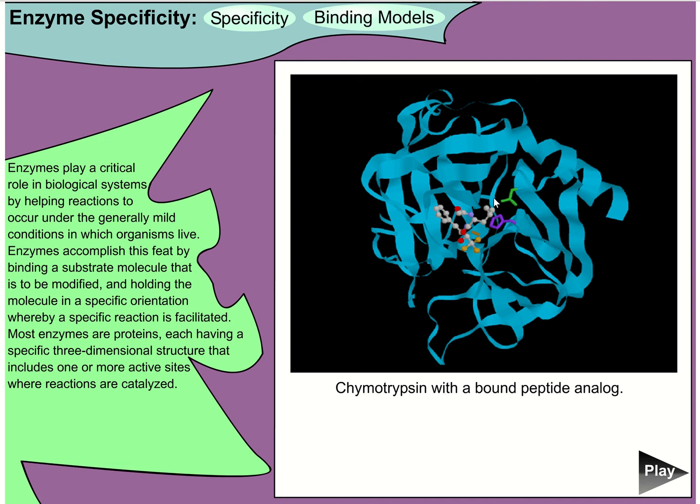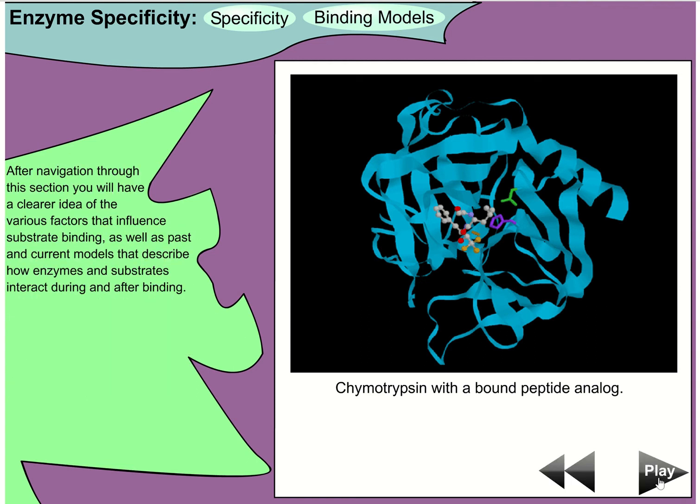It's really important. Now, what's showing here is a picture of chymotrypsin, the enzyme that we're looking at, and it's got a substrate bound in it, and they're highlighting a few of the amino acids that are involved in catalysis and the enzymatic reactions. So you have the histidine, the aspartate, and you have the serine here somewhere. After navigating through this section, you will have a clear idea of various factors that influence substrate binding, as well as current models of enzyme and substrate binding.